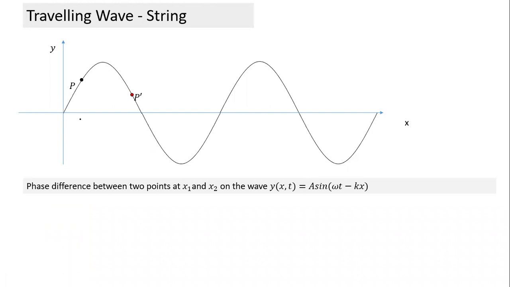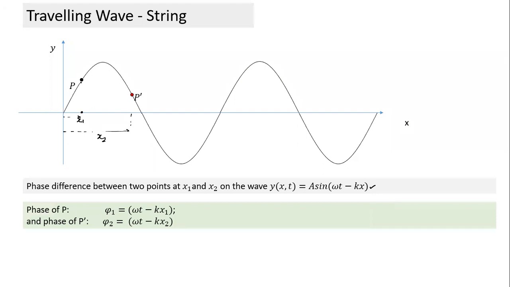Point P has x coordinate x1, and point P dash has x coordinate x2. So we identified 2 points on the string at positions x1 and x2. This is the wave equation, and they are part of this wave. All particles on the string are part of this wave, which is traveling on the string. Now, what is the phase of P here? From this equation, we can find the phase of P.